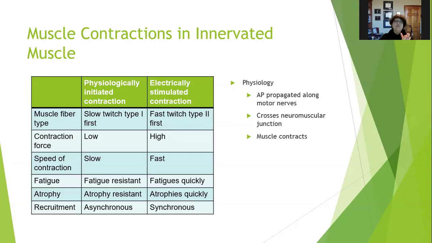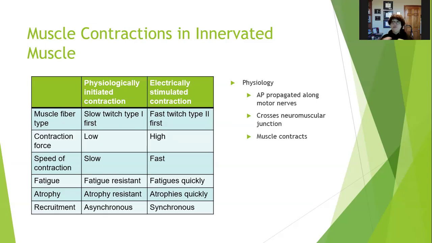And there's where the nervous system comes in handy. It's complicated and it can do complicated things like that. So, in an electrically stimulated muscle contraction, fast twitch type 2 muscle fibers are recruited first with high contraction force and fast speed of contraction. That leads to the muscle fatiguing quickly and atrophying quickly. And it's a synchronous recruitment. So the electrical stim recruits all the muscle fibers in the area all at once.